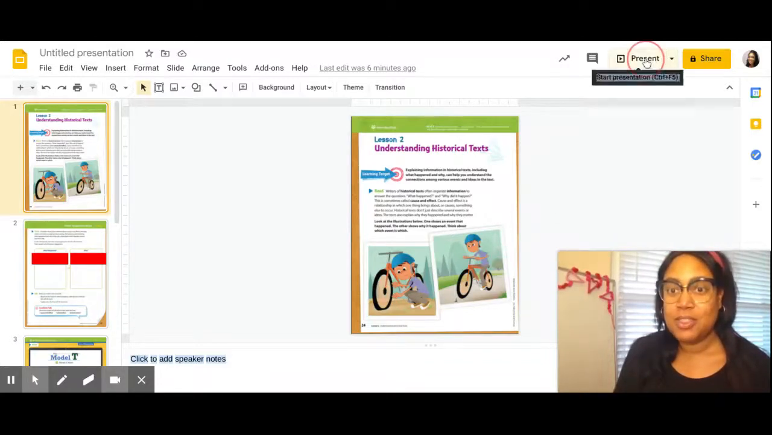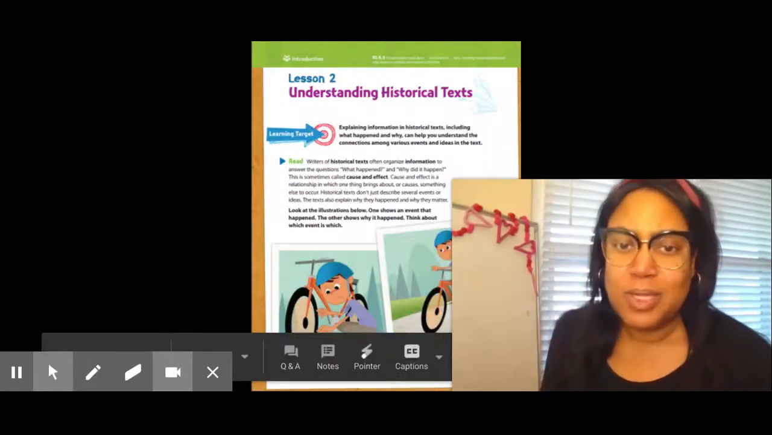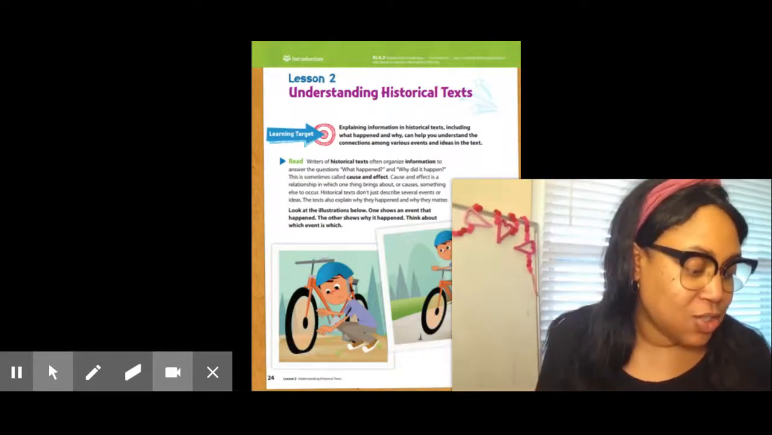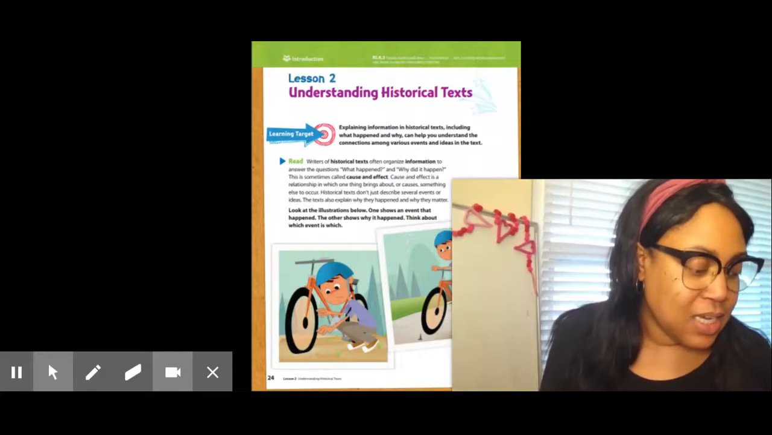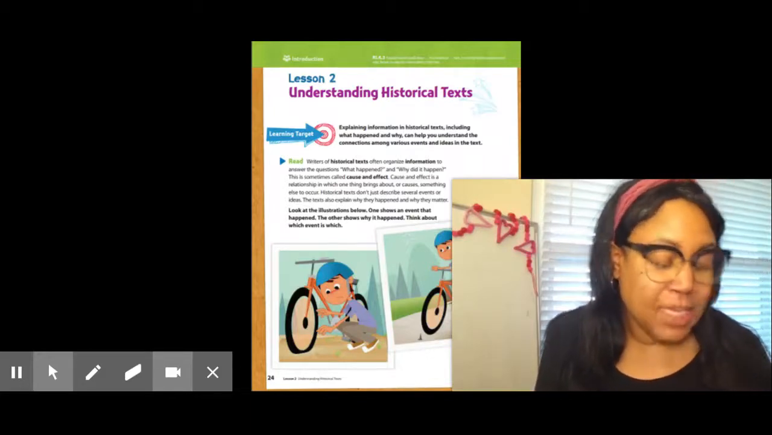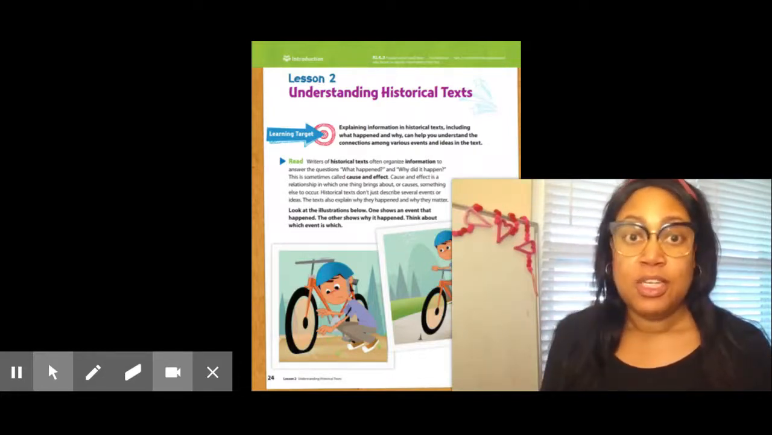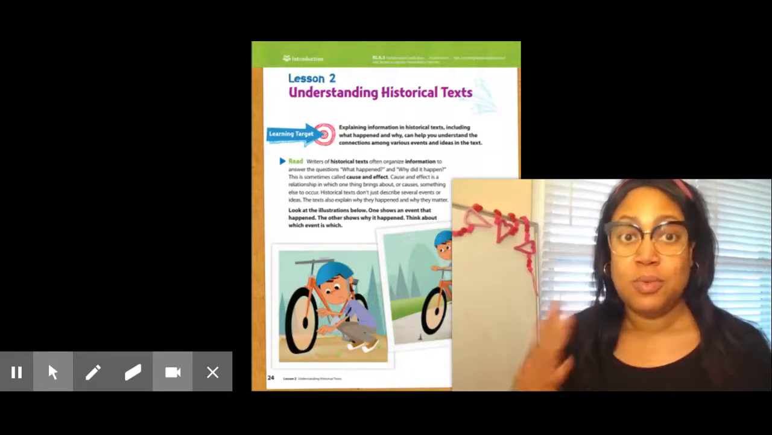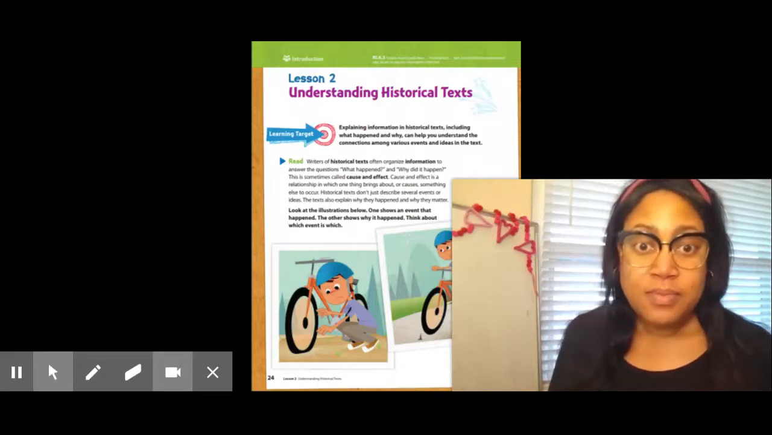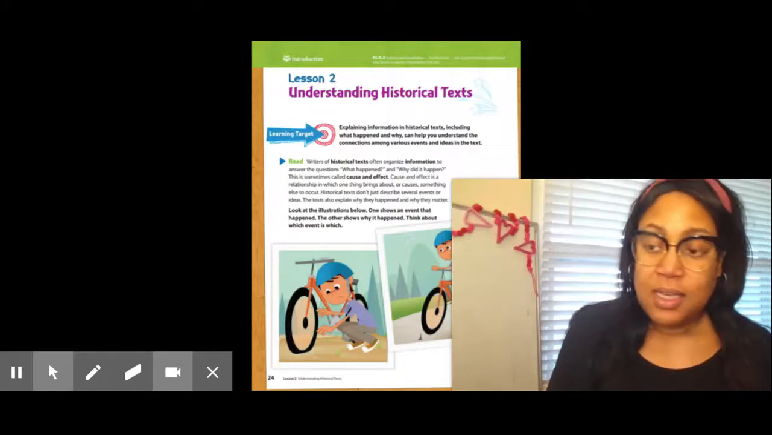And let me present my screen. We are working on RI 4.3, and I know that's a little blurry, but your learning standard, your learning target is to explain events and ideas in a historical text, including what happened and why, based on specific information from the text. So basically, your learning goal is to make sure that you are able to understand what happened and why in historical reading.